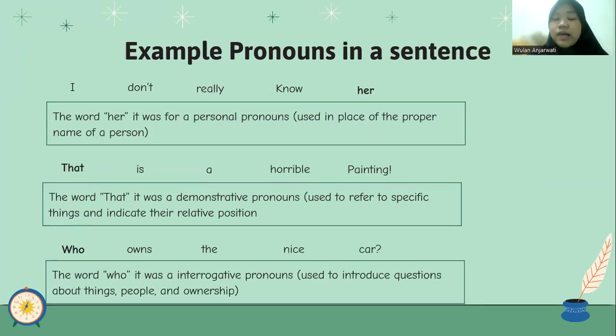Okay, there are examples of pronouns in a sentence. Like, I don't really know her, so the word her is a personal pronoun used in place of the proper name of a person. And then, that is a horrible painting. The word that is a demonstrative pronoun because it is used to refer to a specific thing and indicate its relative position. And the last, who owns the nice car? The word who is an interrogative pronoun because it is used to introduce questions about things, people, and ownership.